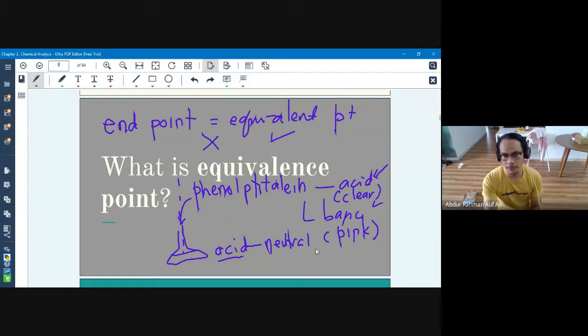Selepas neutral, dia akan go past neutral, dia akan jadi base. So just turn into a very big base. Barulah this phenolphthalein akan react with the base, dia tukar warna jadi very light pink. So kalau dia dah jadi neutral, this is the point yang kita kenali sebagai equivalence point. Tapi the end point belum lagi terjadi, because the end point akan terjadi bila dia terjadi very weak base.